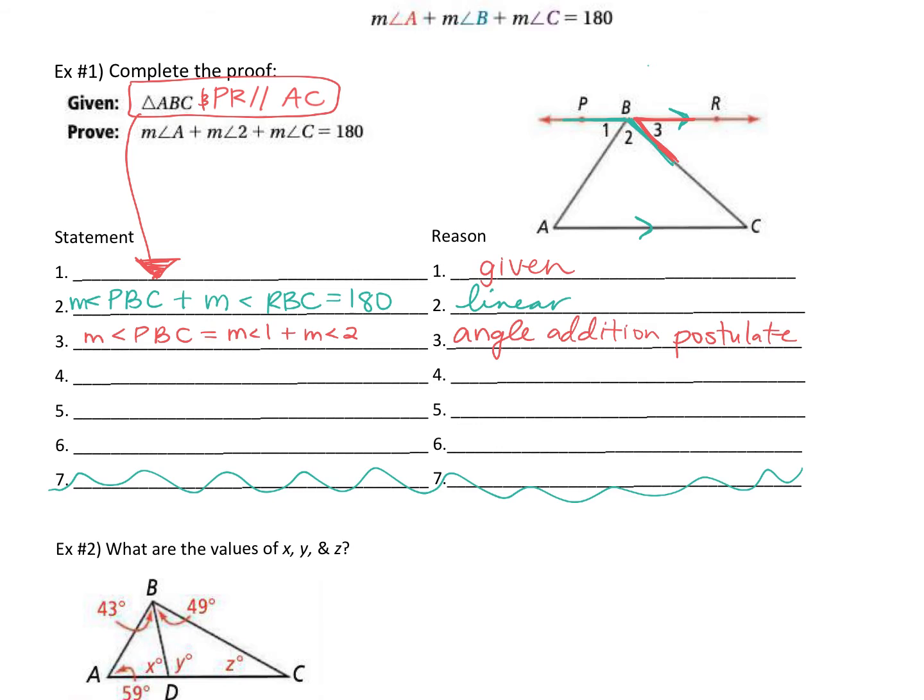Okay, so now think about this. I just told you that 1 plus 2 is PBC. So if I go up here, oh, here's why we should have called it angle 2.